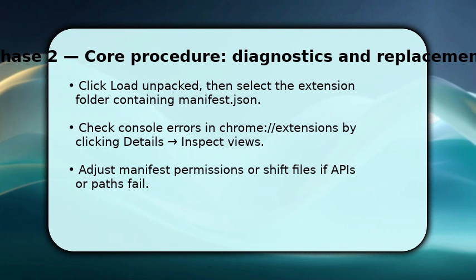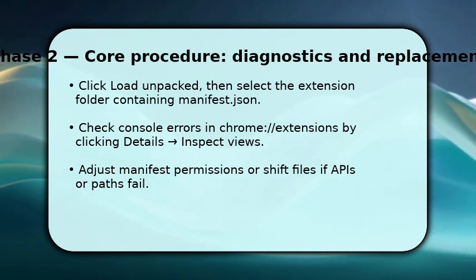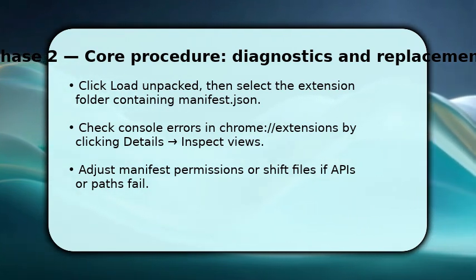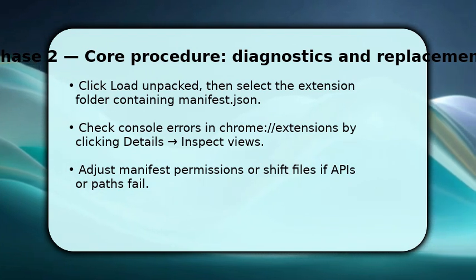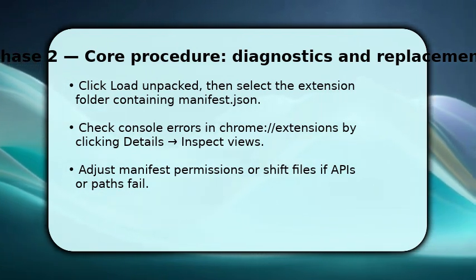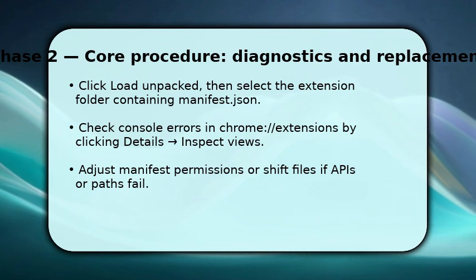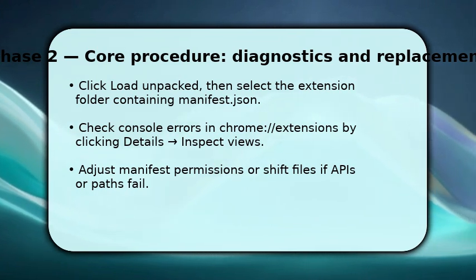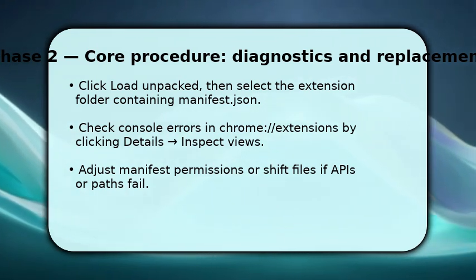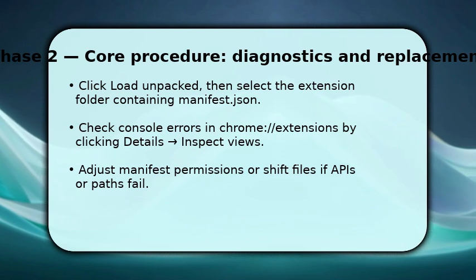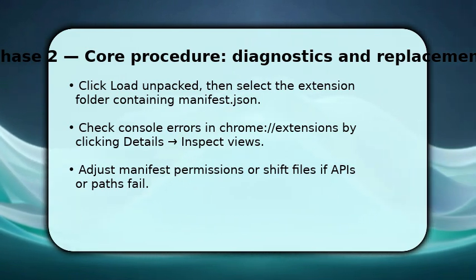Once loaded, inspect its background and pop-up views for errors, open details, and use inspect views to see console messages. If you see missing module or path errors, move files or correct manifest entries. Then reload the extension until no errors appear. You finish by enabling and testing Foxified features on a target page.